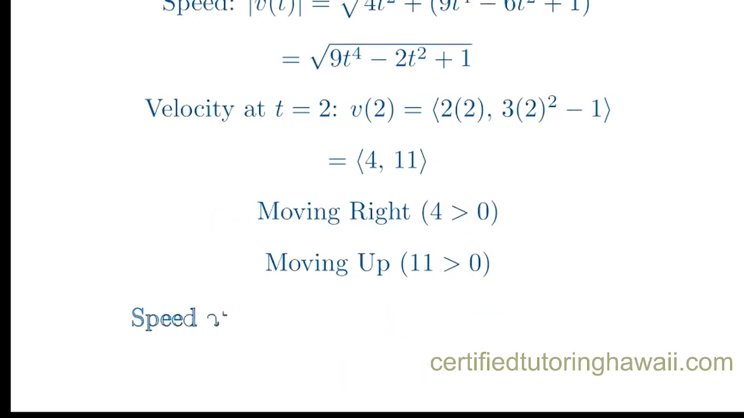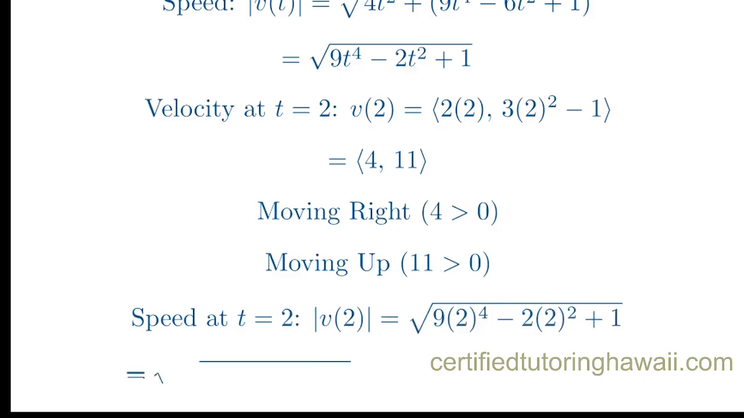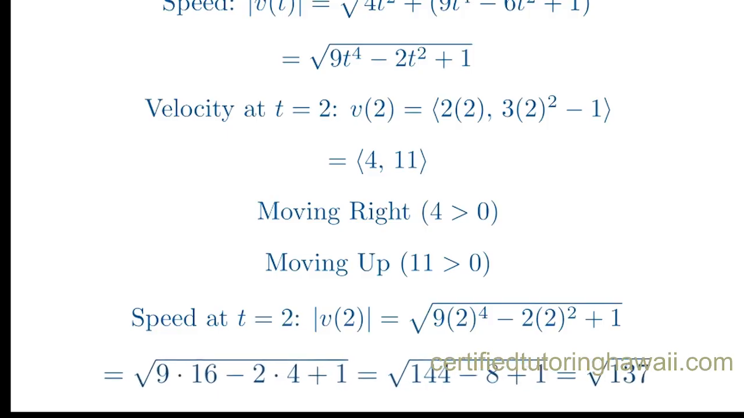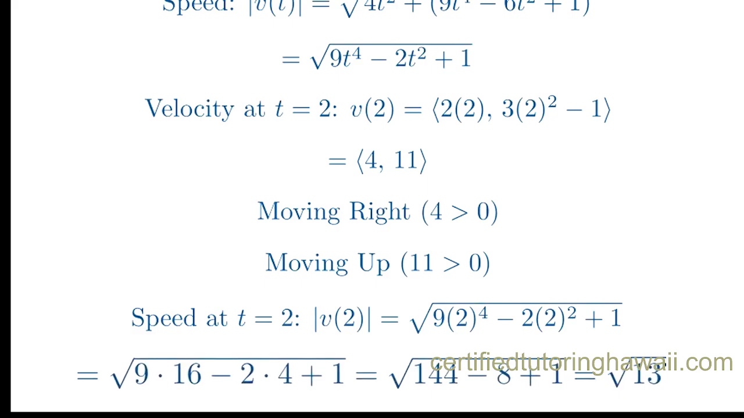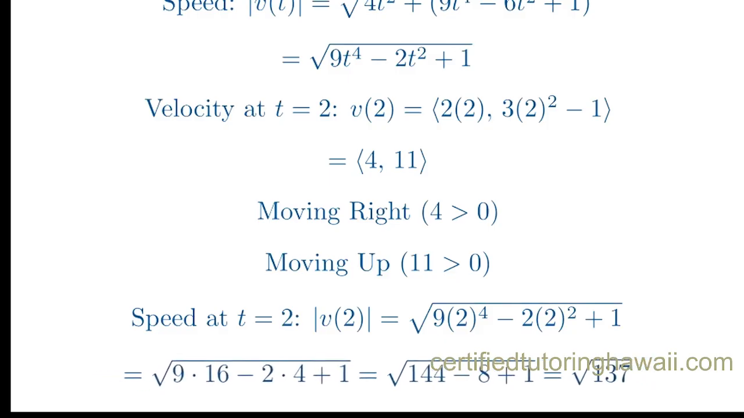For the speed, we plug t equals 2 into our speed formula. This gives us the square root of 137. At time t equals 2, the particle's speed is square root of 137 units per unit time. We've now found the velocity vector, interpreted its components for direction, and calculated the speed. Let's explore another example to see a particle that changes its direction.